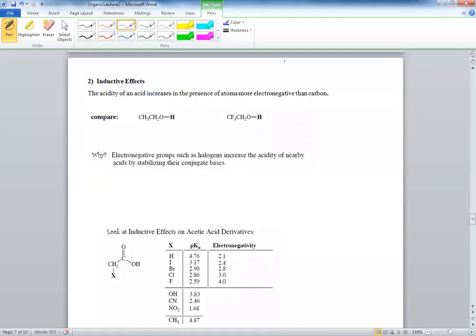The inductive effect. So the word inductive means to pull, right? It tells you something about pulling electron density in this case. So inductive, again, to pull. So let's look at these two examples.